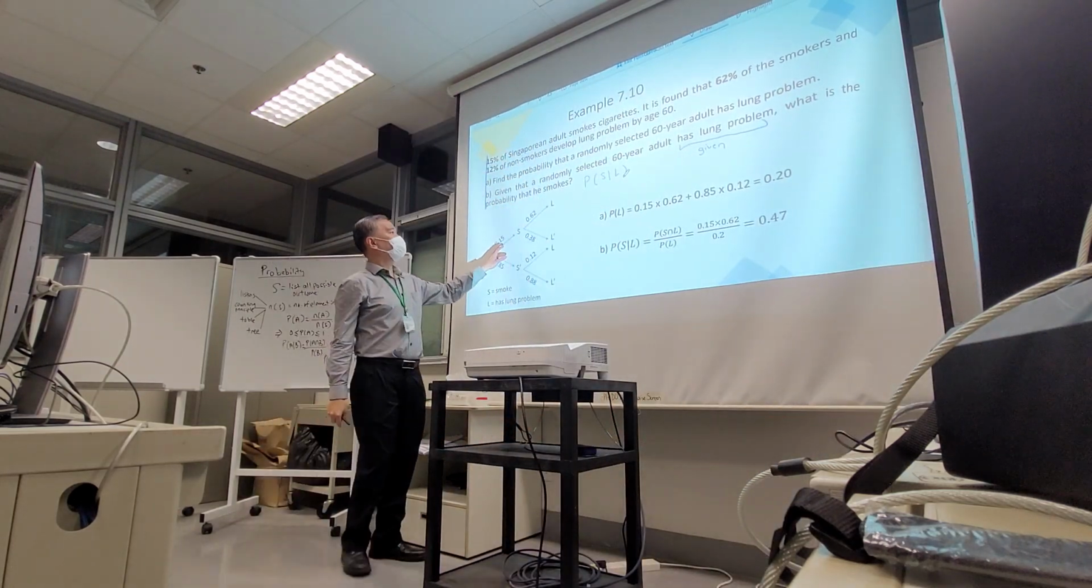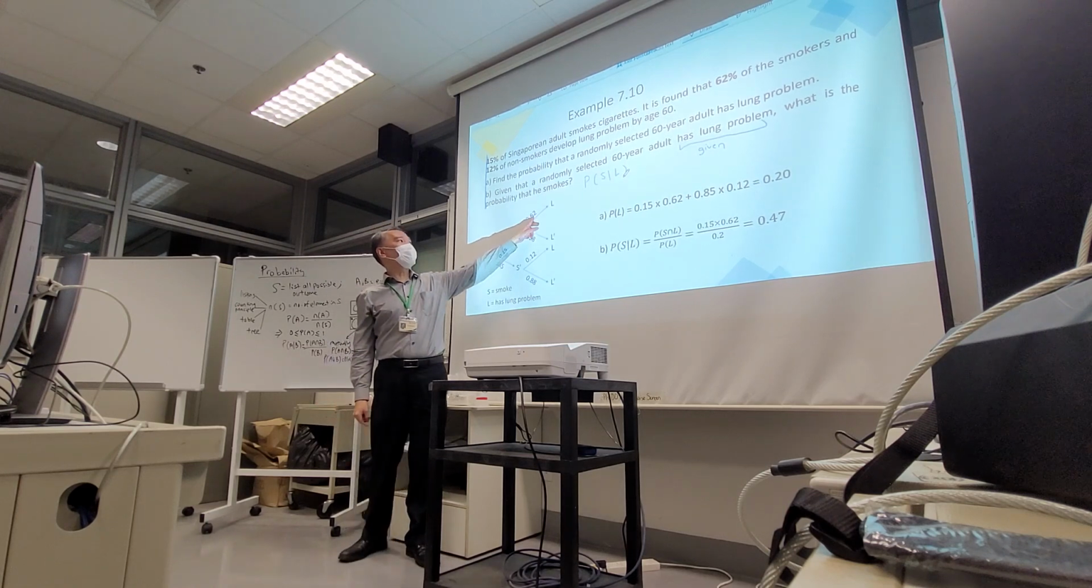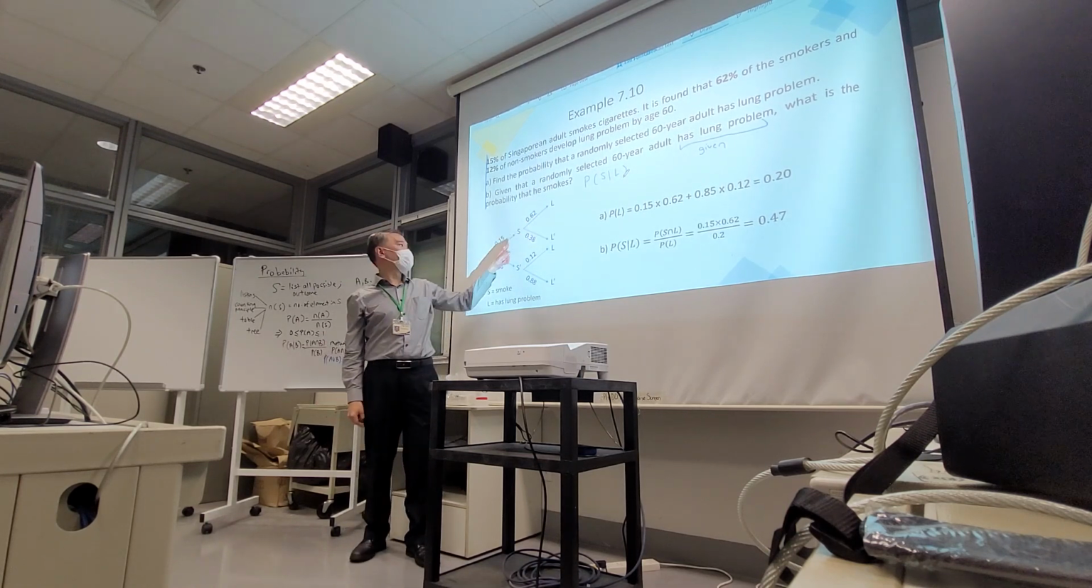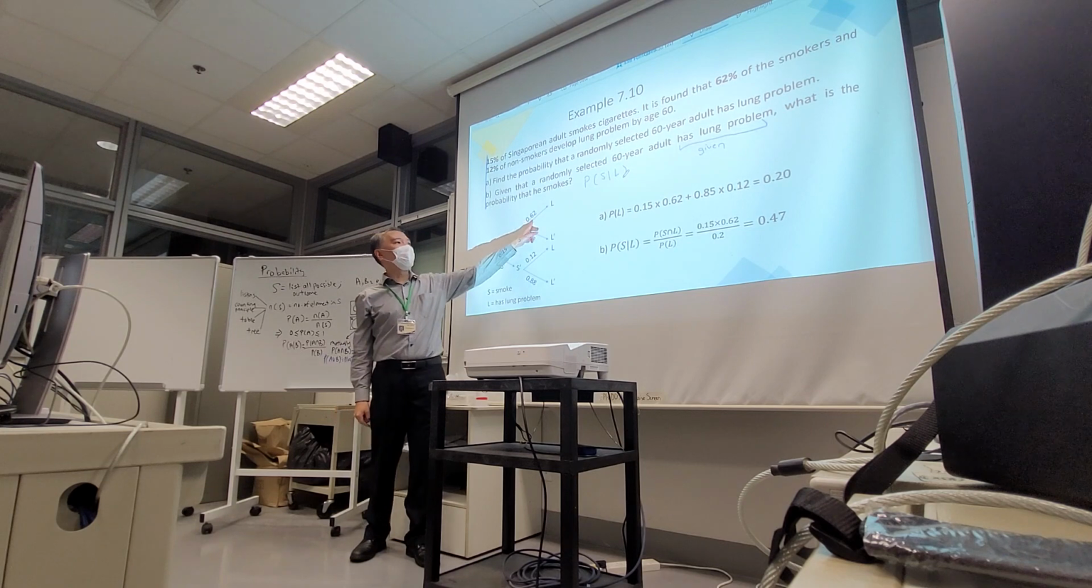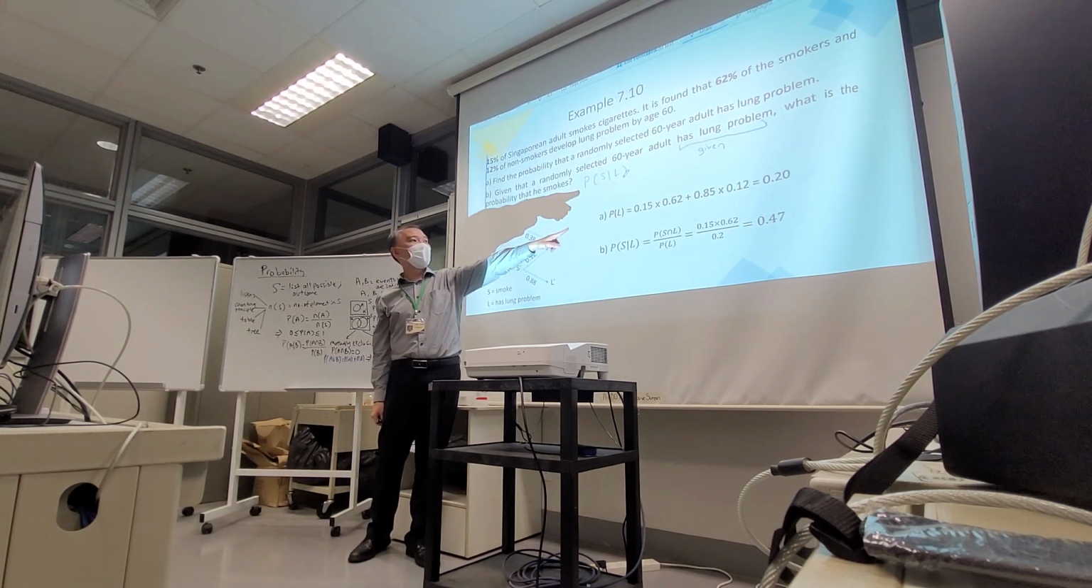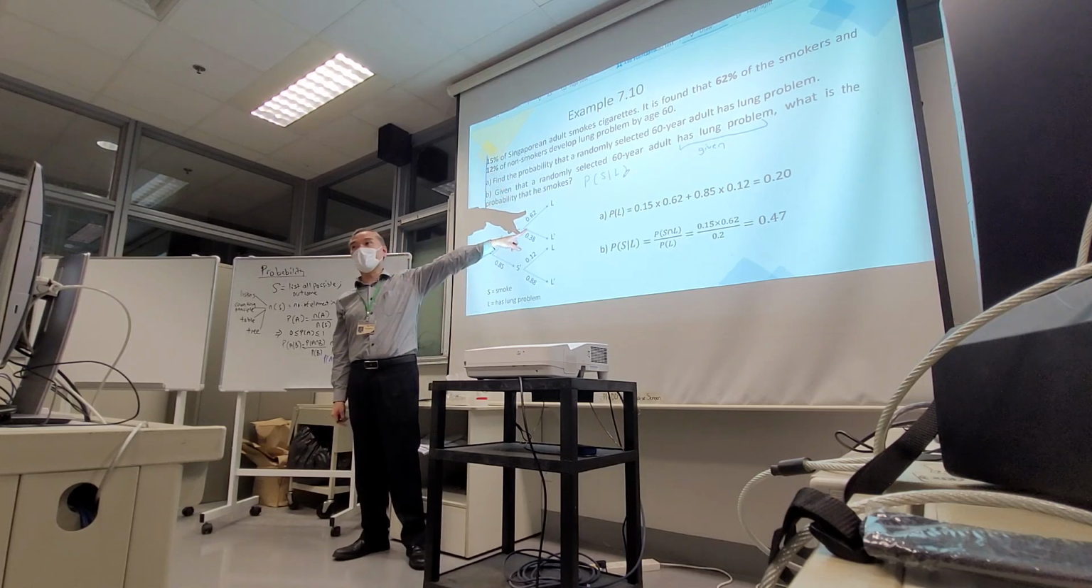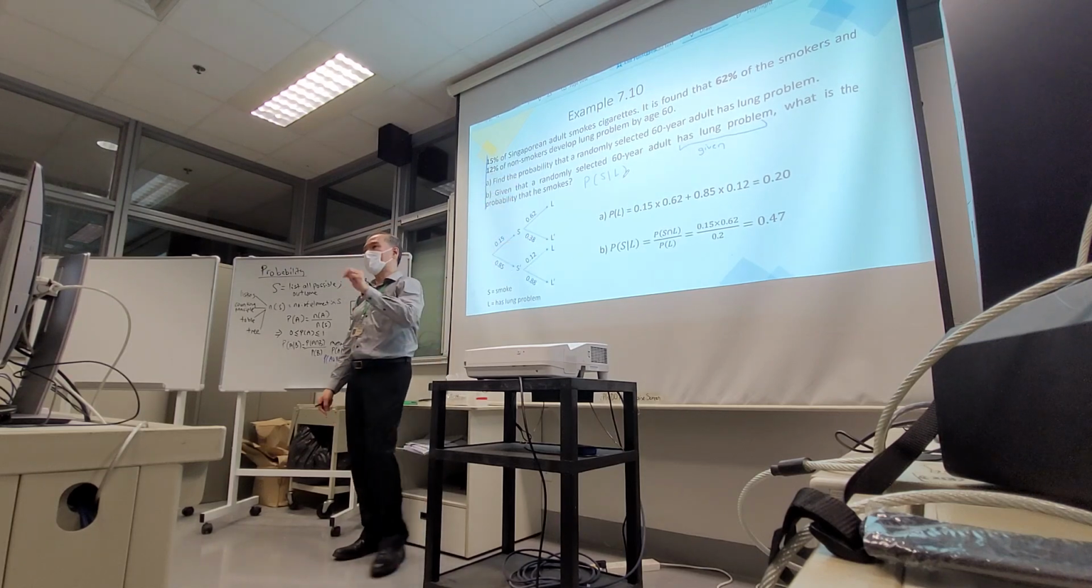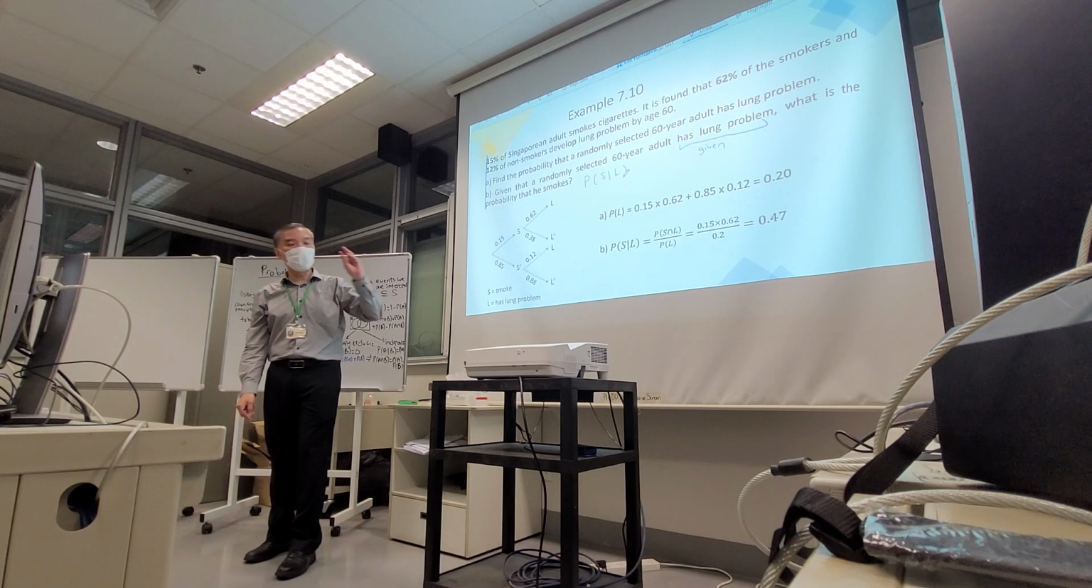It's a smoker, and it actually developed a lung problem, right? So it's 0.15 times 0.62. Then what's divided by probability L? Probability L you already found just now above, right? So you just substitute the value inside. Then press the calculator, you get the answer. So it's close to 50% chance.